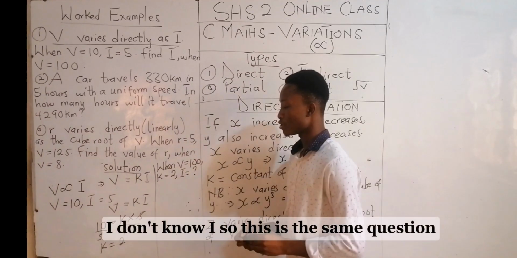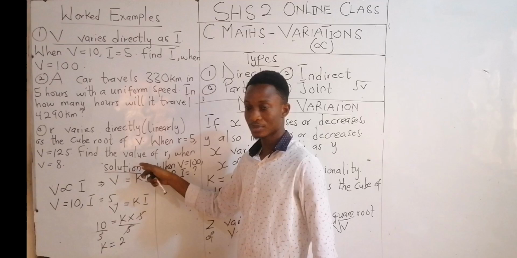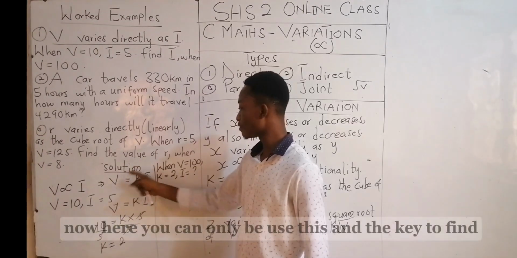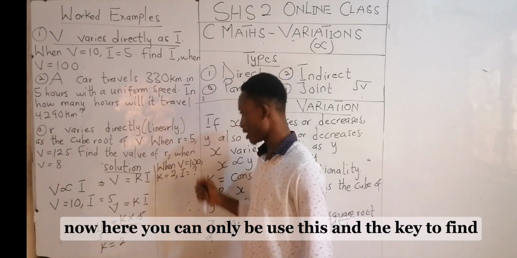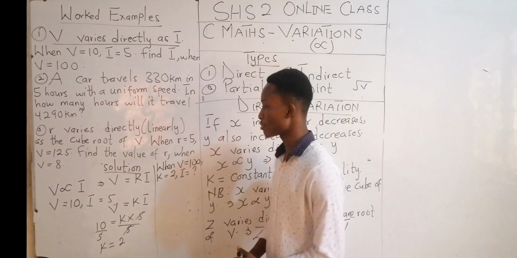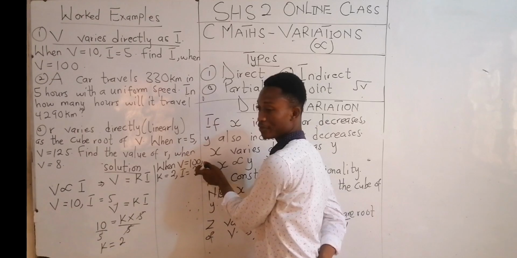Don't know I. So I'm going to use the same equation. You are using a common equation. Here you found K. Now here they're giving you only V. Use this and the K to find I. Very simple substitution. So your V here is 100. You don't use the other one. Here they're giving you a different value.